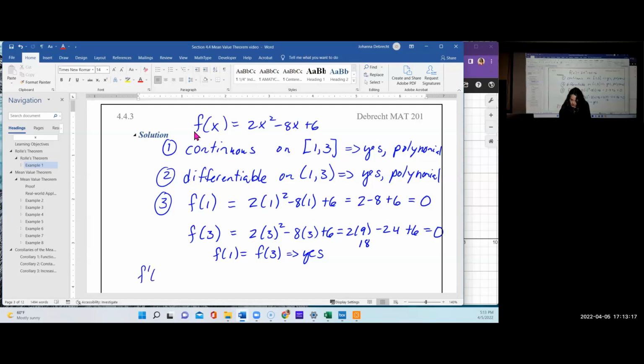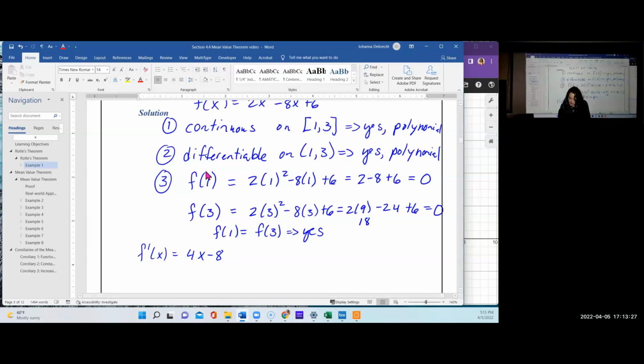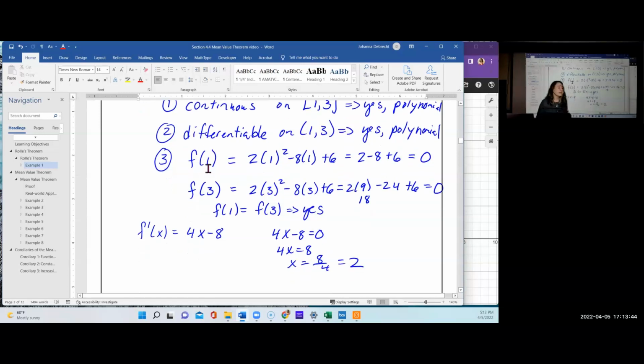F prime of x is equal to 4x minus 8. At what value would the first derivative be 0? To find where it's 0, we'll set 4x minus 8 equal to 0 and solve. This gives me 4x equals 8, or x equals 8 over 4, which is equal to 2. In other words, is 2 inside my interval between 1 and 3, open on both ends? And the answer is yes, it definitely is.